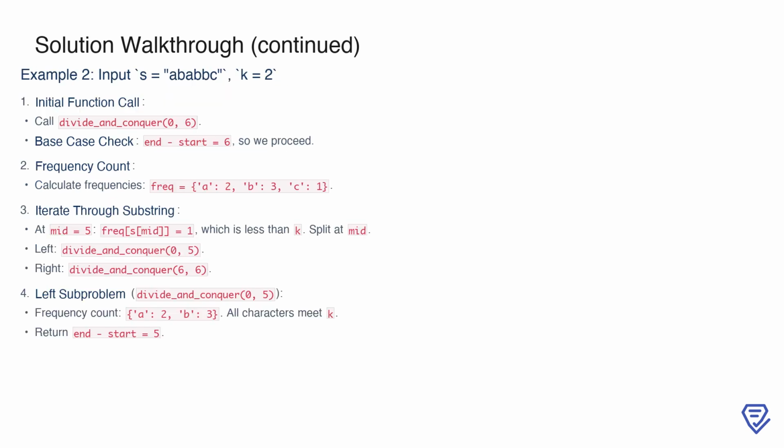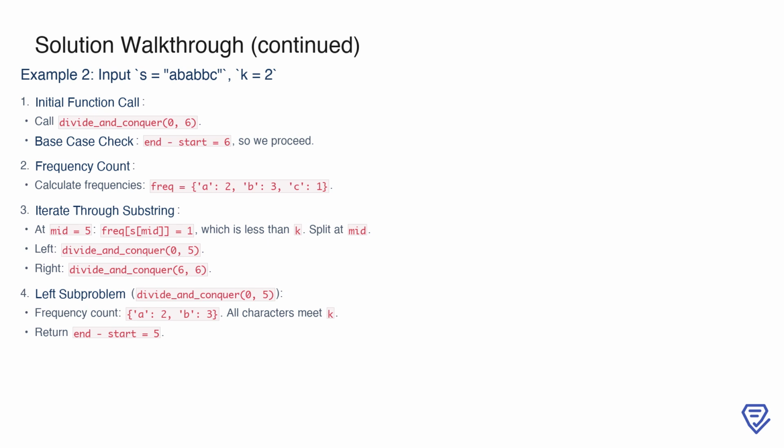Now let's analyze another example with input s equals aababbc and k equals 2. We start by calling divide_n_conquer 0, 6 to process the entire string. The base case again confirms that the length of the substring, end minus start equals 6, is sufficient, so we proceed. We compute the frequency of each character, resulting in a: 2, b: 3, c: 1. As we iterate through the substring, we find that the character at position 5, c, has a frequency of 1, which is less than k.